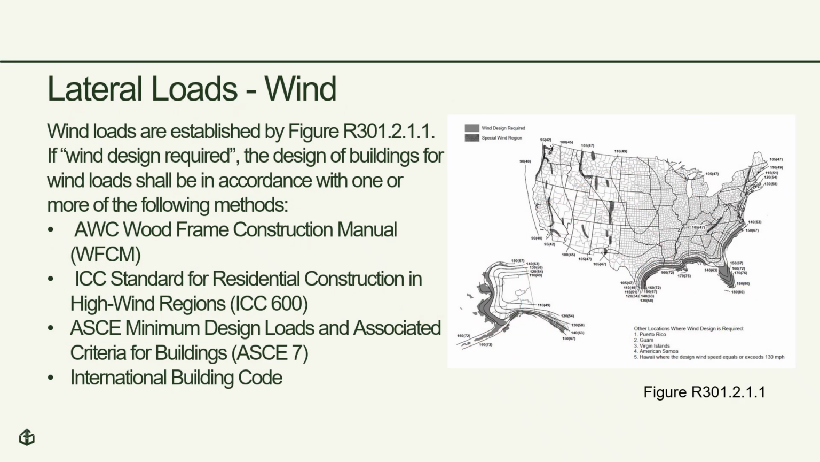So how do we know what the wind and seismic loads are that must be accounted for? The IRC establishes wind loads in Figure R301.2.1.1. This is where you can find out what the ultimate wind speed is for the specific region. Where the figure says "wind design required," the building must be designed in accordance with either the AWC Wood Frame Construction Manual, the ICC Standard for Residential Construction in High Wind Regions, ASCE Minimum Design Loads and Associated Criteria for Buildings, the ASCE 7, or the International Building Code.